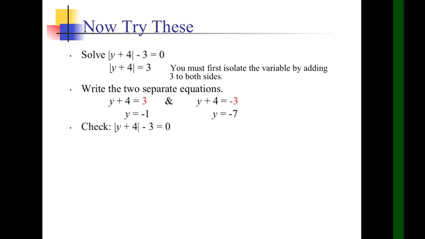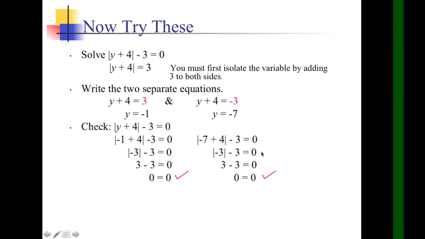Let's check. So, kung papalitan ko si y ng negative 1, so ganito ang mangyayari. Okay? So, ito yung equation natin, yung original equation. Negative 1 plus 4 is 3. Negative 7 plus 4 is negative 3. Equals to 0 dapat. The absolute value of 3 is positive 3. Minus 3 is equal to 0. Correct. The absolute value of negative 3 is positive 3. Minus 3 is equal to 0. Correct. So the solution is correct.